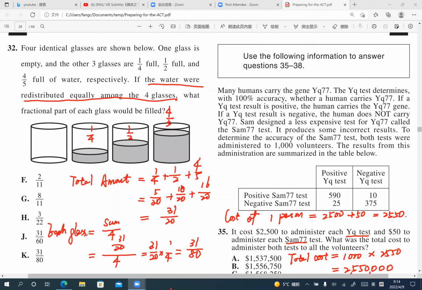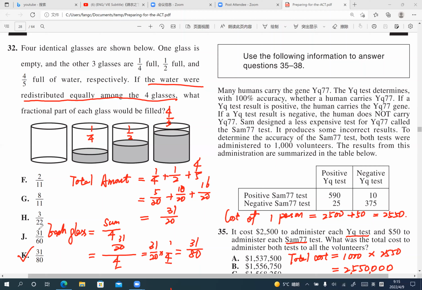Then the water were distributed equally among the 4 glasses. So each glass equals the total amount divided by 4. And total amount is 31/20. Then divided by 4 equals 31/20 times the reciprocal 1/4 equals 31 divided by 80. So we should choose option K.